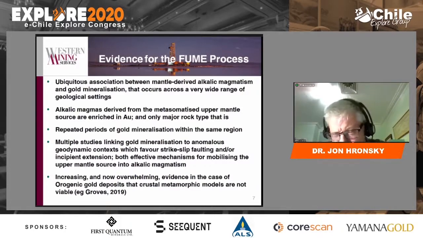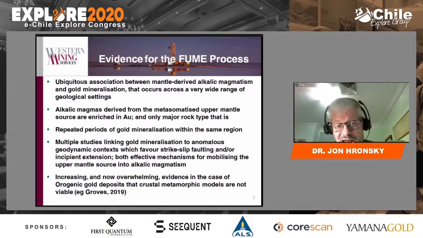We also have lots of evidence for repeated periods of gold mineralization within the same region. So this is actually very common. It's the rule rather than the exception, which tends to tell us that there's some underlying source that we're continually tapping. We now have an increasing number of studies which link gold mineralization to particular narrow periods of time, which we can relate to anomalous geodynamic contexts.